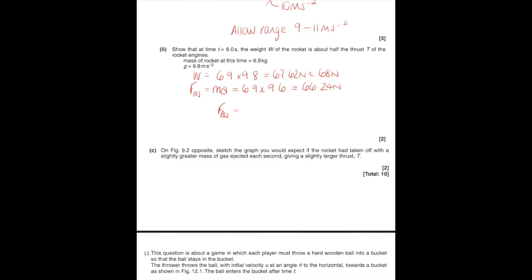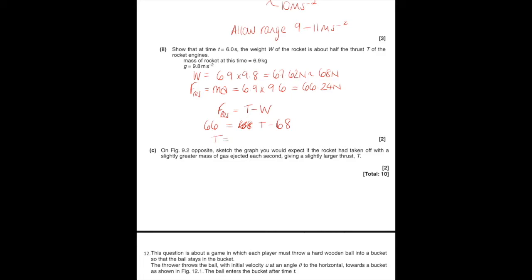Now, if this rocket is moving upwards, as we know it is, it's accelerating, we know that the thrust must be bigger than the weight. So that means that our resultant force is equal to the thrust minus our weight. Okay, so what we can see here is if we then plug these values back in, very, very roughly speaking, we had about 66 there, we had about 60, that should be T, and we had about 68 there.